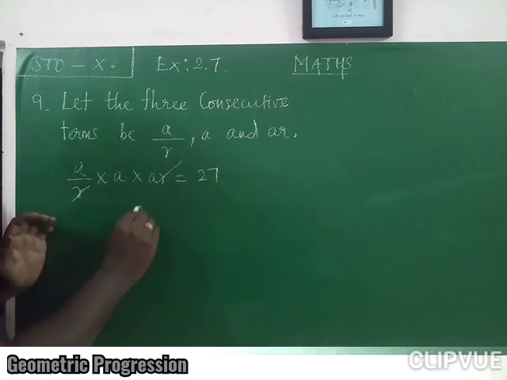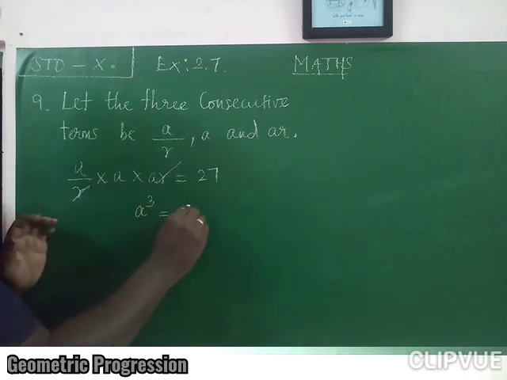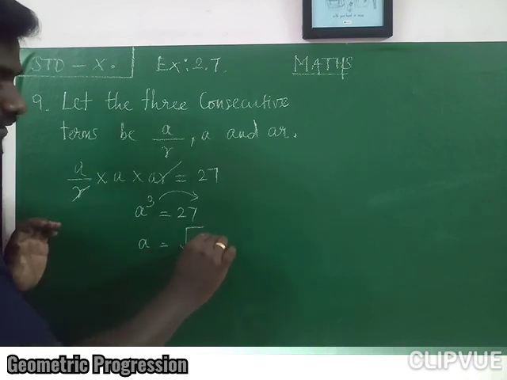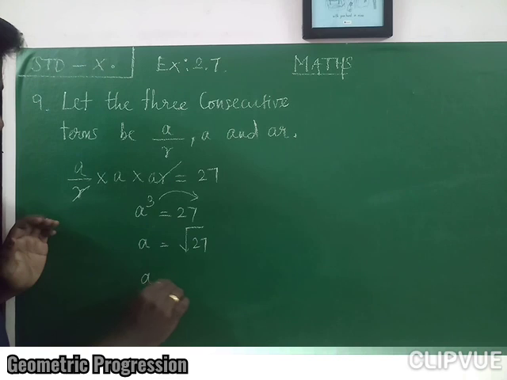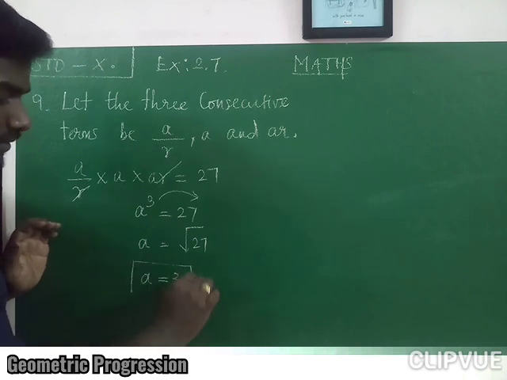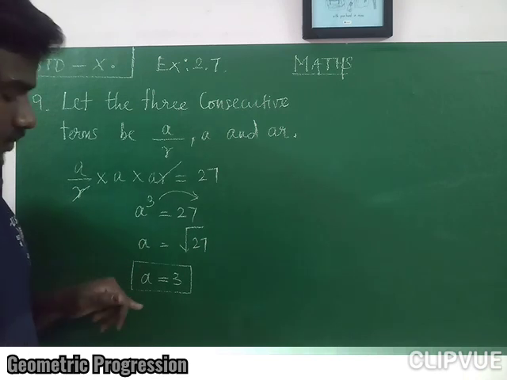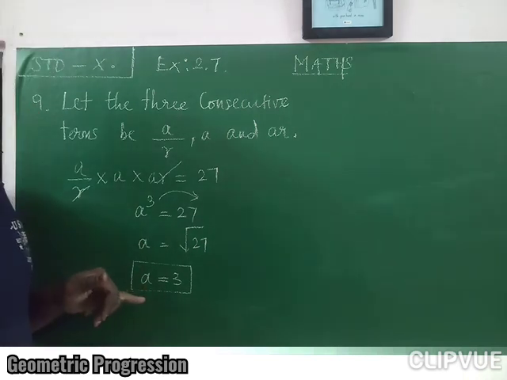So a into a into a gives a cube is equal to 27. Taking the cube to the right-hand side, it becomes a cube root. The cube root of 27 is equal to 3. So a is equal to 3. From the first condition, the product of three terms is 27, we get the value a is equal to 3.